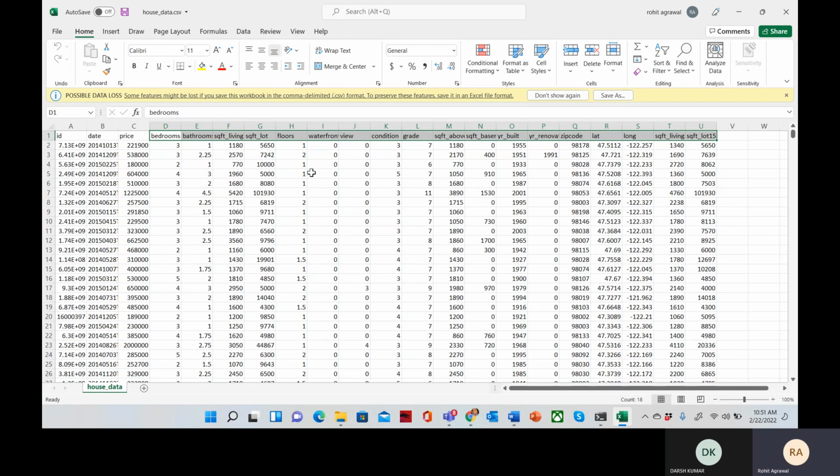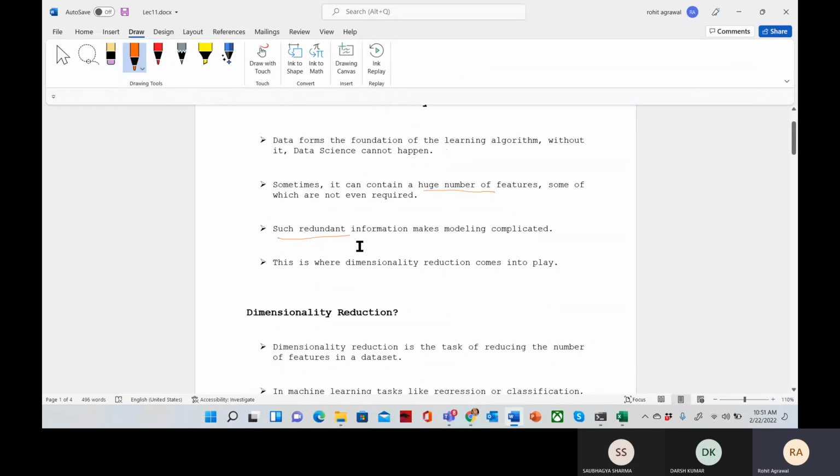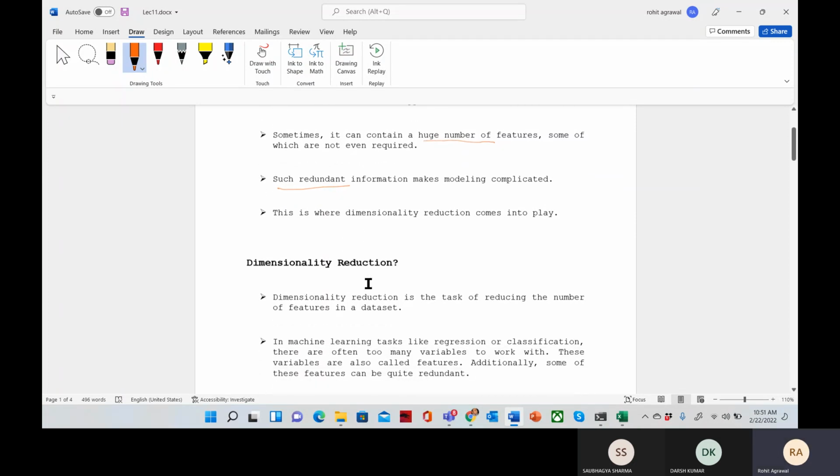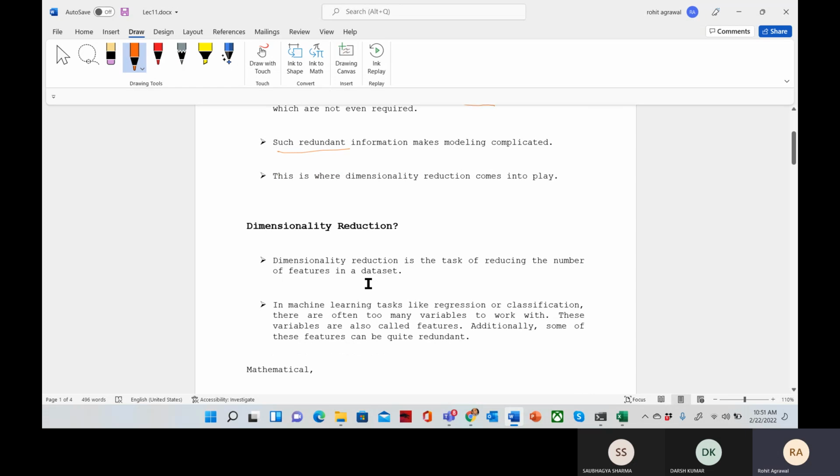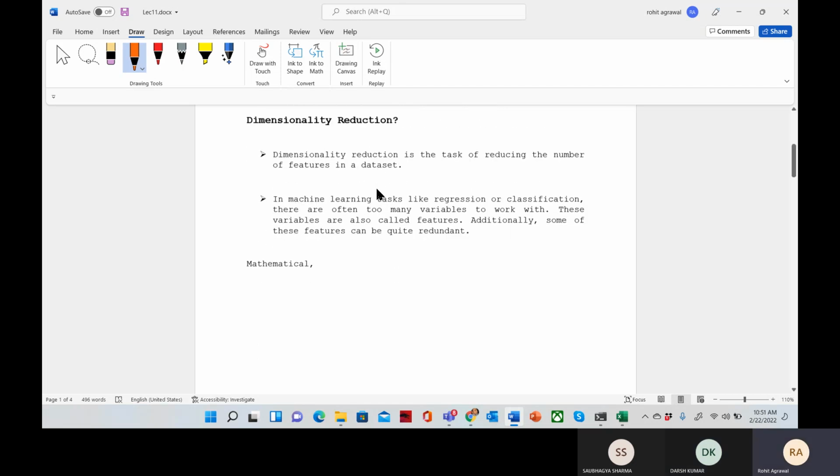So there may be the case you may have redundant information. That means some information is dependent on some other things. That means a particular column is dependent on some other column. So that is called redundant. That is not required in your data. So sometimes you need to eliminate the redundant information. Clear? So that's why dimensionality reduction is here. Now the importance is clear. Yes, sir.